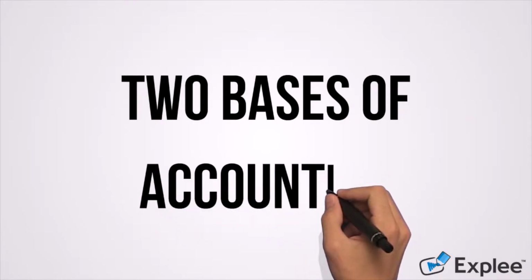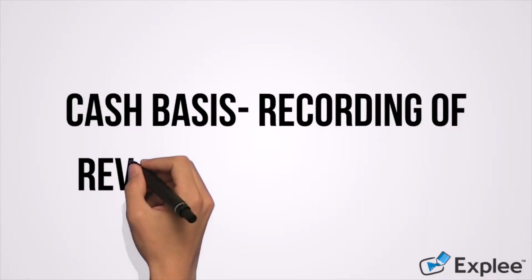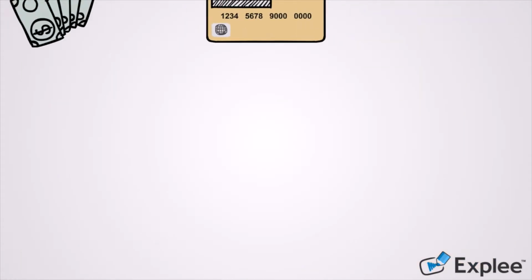There are two bases of accounting, and they are defined respectively as cash basis and accrual basis. So your cash basis is the recording of revenue when received, this being a receipt of cash or accounts receivable, and expenses when cash is paid. Accrual basis, however, is the recording of revenue when it's earned and expenses when they are incurred.